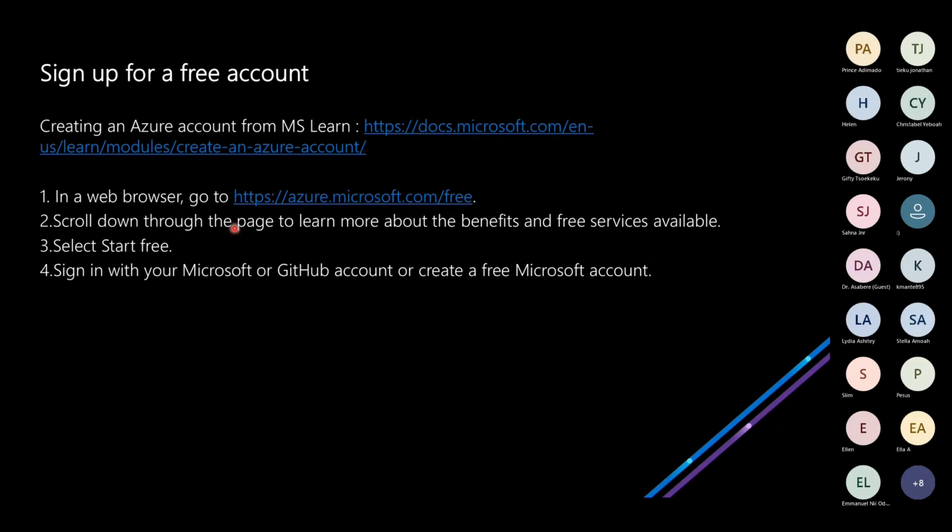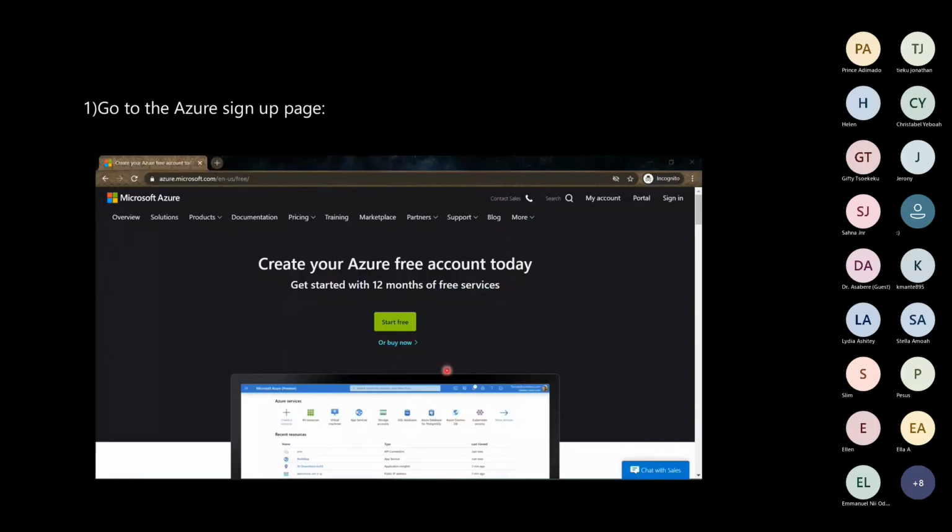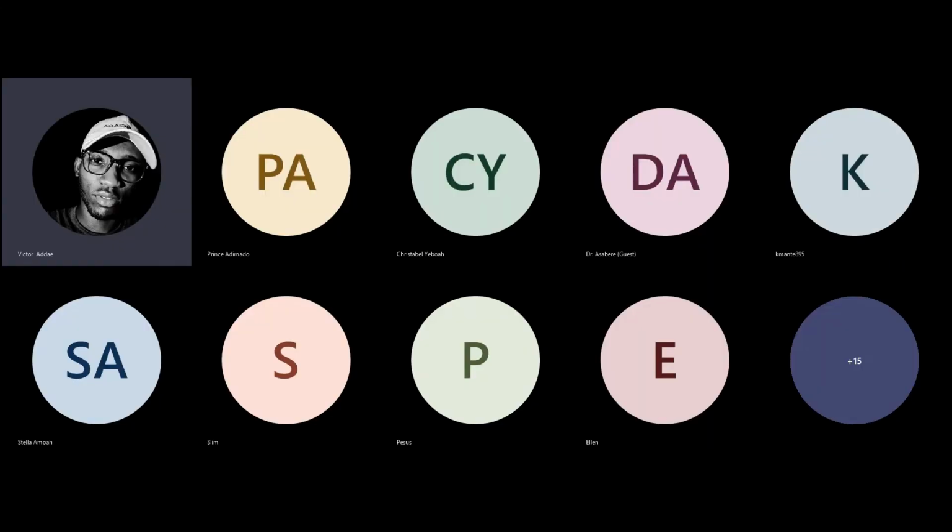www.azure.microsoft.com/free. Now, when you enter this URL, it takes you to a window that looks like this. Now, I'd like to show you some of the services that you can get for free, then we continue from there. So I'll stop sharing my screen and take you to another window. There are some free services that you get with the free account, and that is what we are about to see.